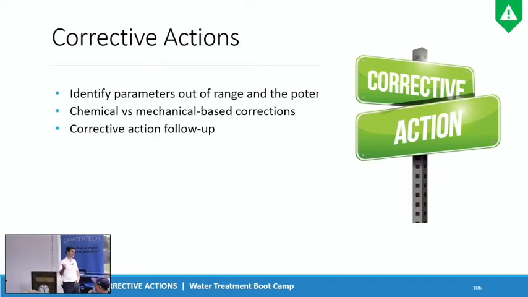So if you run a test, something's out of range and you do nothing about it, you might as well not have run the test, right? So these corrective actions are important. This is where we're going to make sure that we actually keep our system running the way that it should.